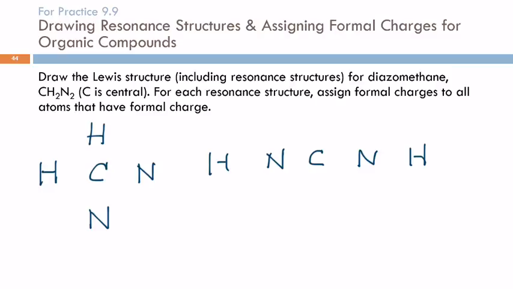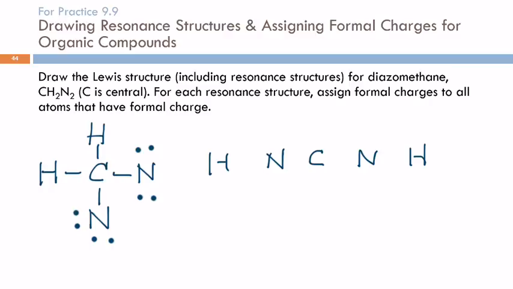So let's look at these. Total number of valence electrons: 4 plus 2 plus 10, right? 16. One carbon is 4. Each of the hydrogens is 1. The nitrogens are each 5. So we've got 16 electrons to mess around with. 2, 4, 6, 8, 10, 12, 14, 16. So we've got a nitrogen here without an octet.